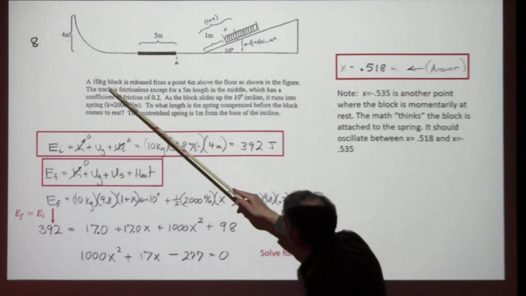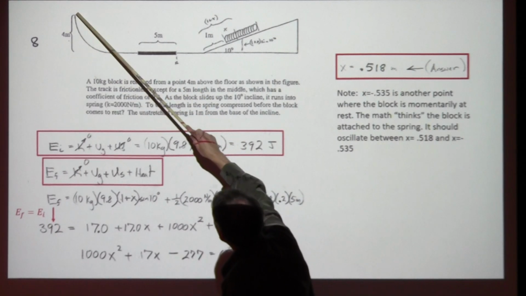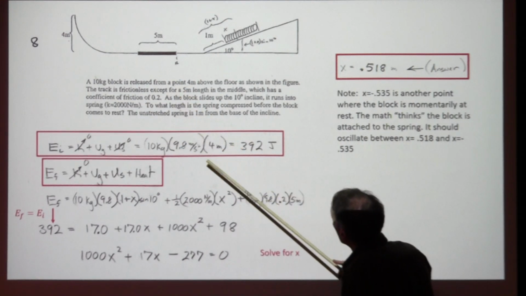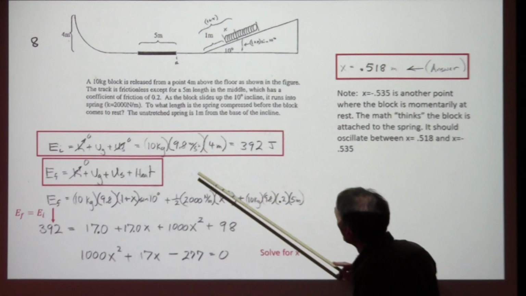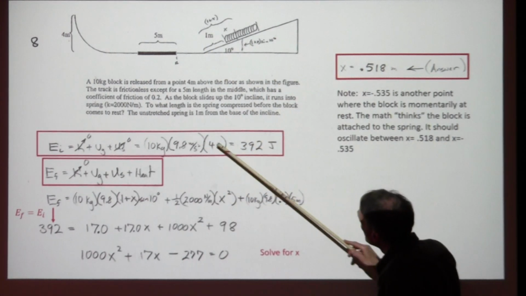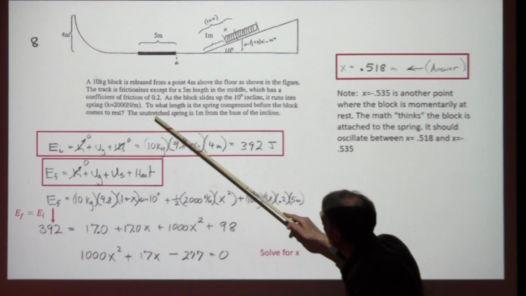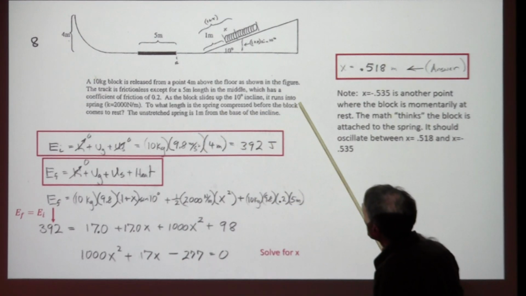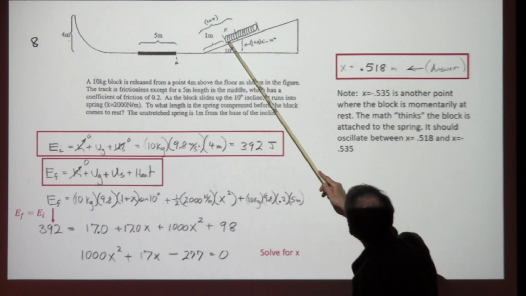So this is a 10 kilogram block. It's released from a point 4 meters above the floor. The track is frictionless except for this 5 meter length in the middle, which has a coefficient of friction 0.2. As the block slides up the 10-degree incline, it runs into a spring with a spring constant of 2,000 Newtons per meter. To what length is the spring compressed before the block comes to rest? So what he's asking for, what is x?